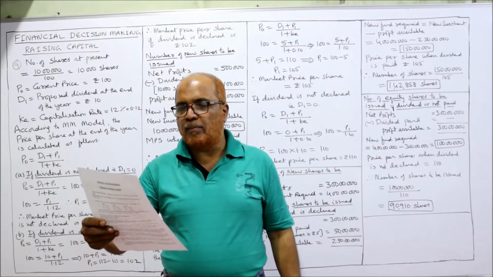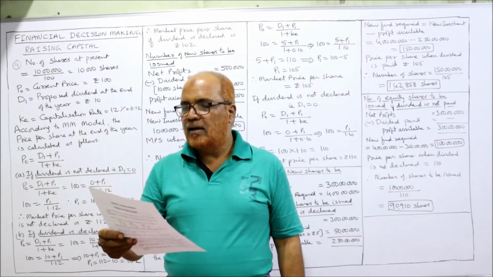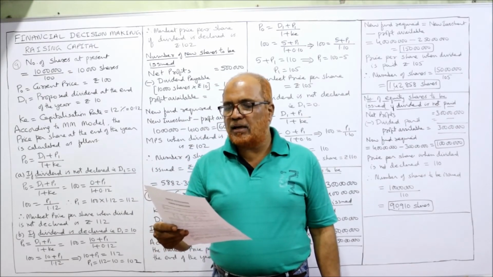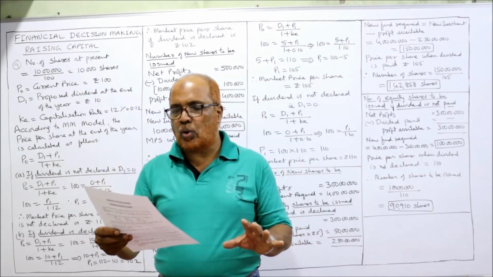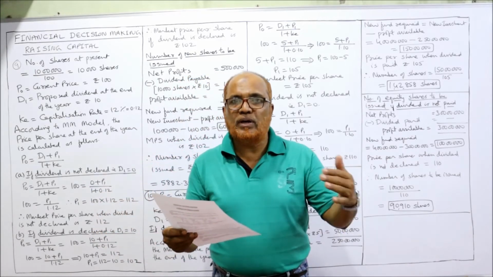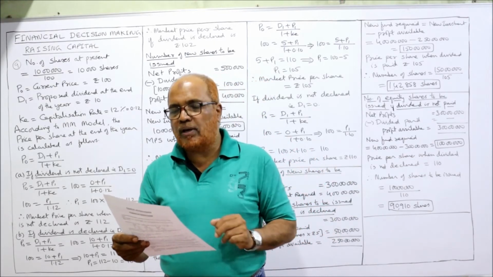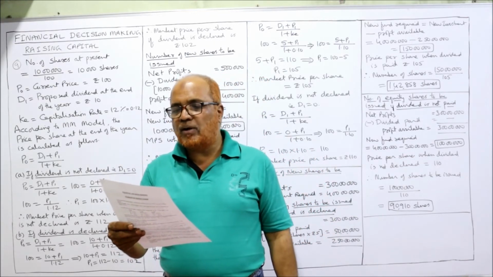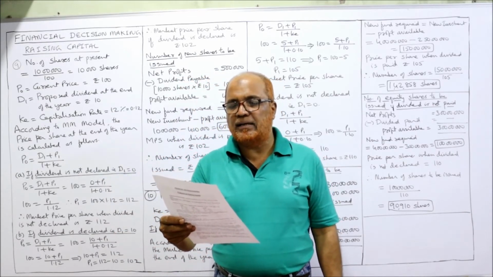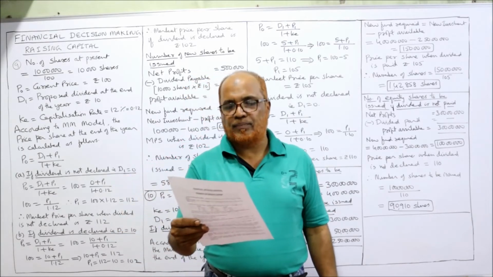Now see the 10th problem. G Limited currently has 10 lakh equity shares outstanding. Current market price per share P0 is 100. The net income for the current year is 3 crore and the investment budget is 4 crore. So new investment required is 4 crore, but the company is having a net income of only 3 crore. Cost of equity Ke is 10%. The company is contemplating declaration of dividend at rupees 5 per share. This is the D1.